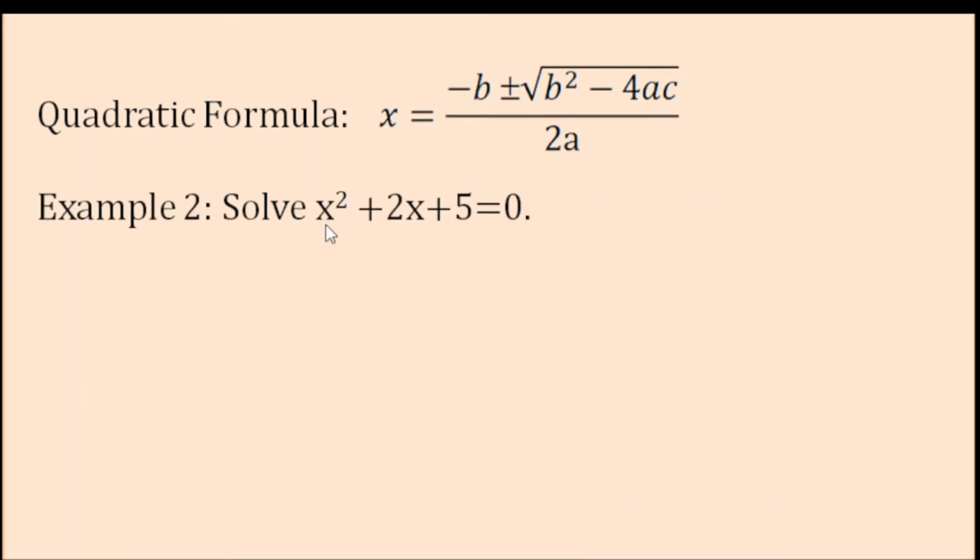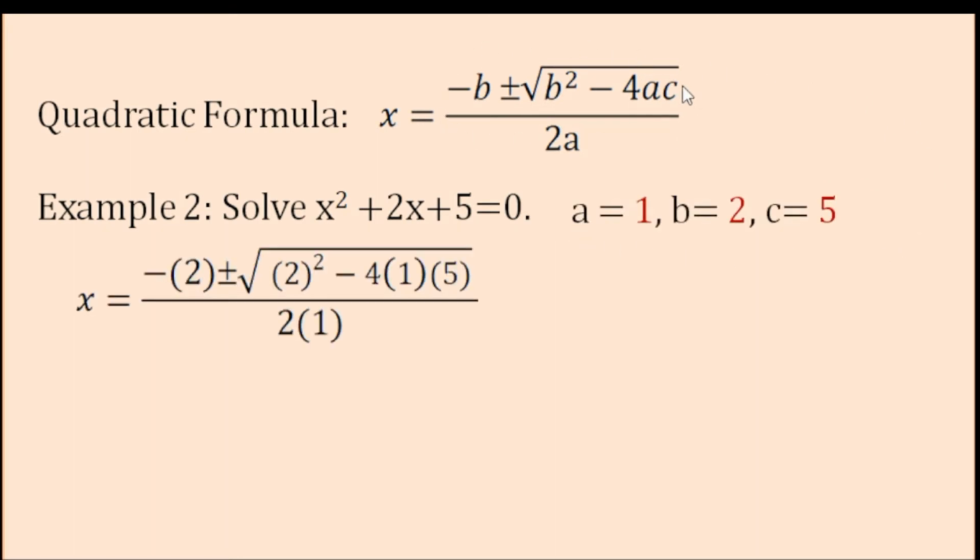Example number 2. x squared plus 2x plus 5 equals 0. So here we are going to identify again our values for a, b, and c. So we have 1, 2, and 5. Plug them into our quadratic formula. So this is what we get. Now simplify. So we have negative 2 plus and minus square root of negative 16 all over 2. We have 2 squared minus 4 times 1 times 5, that's 20. So 4 minus 20 is negative 16.